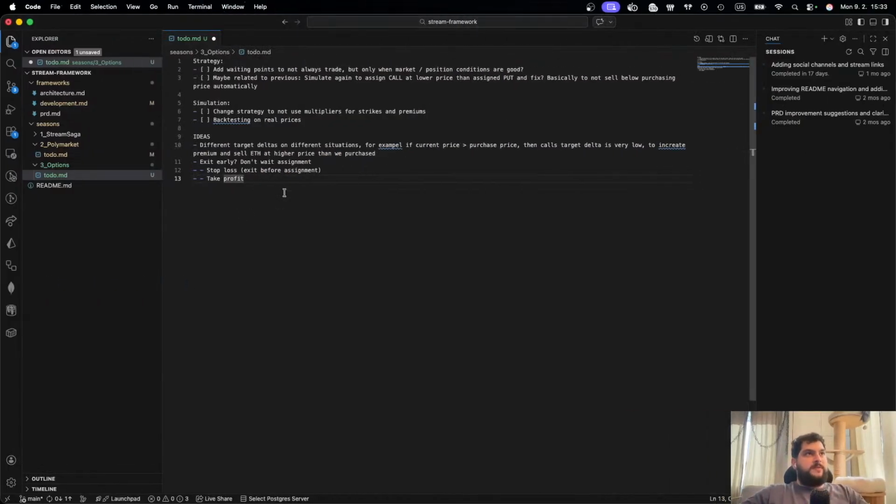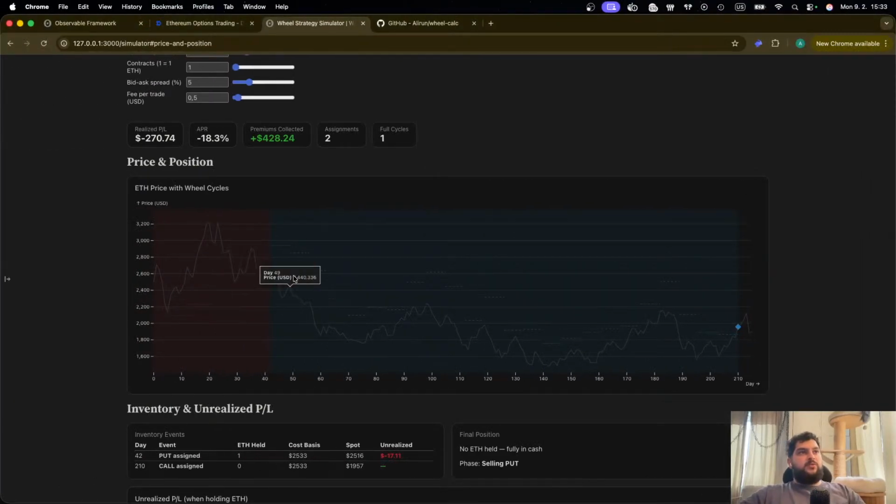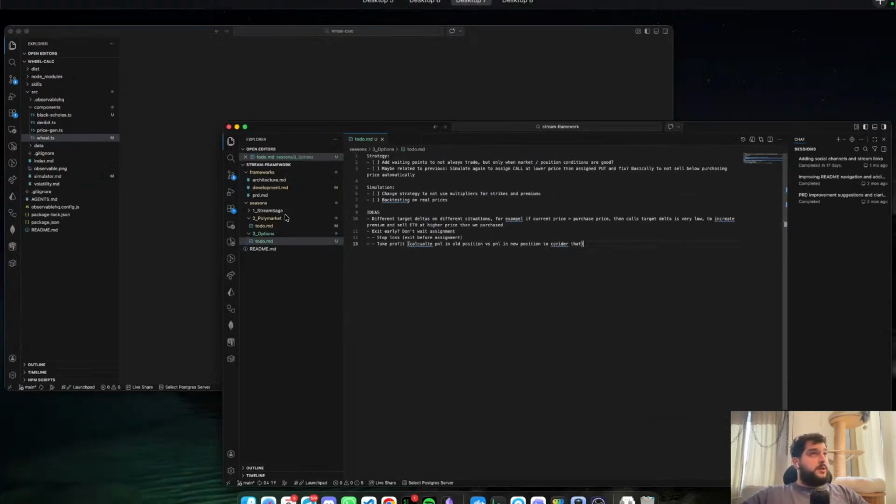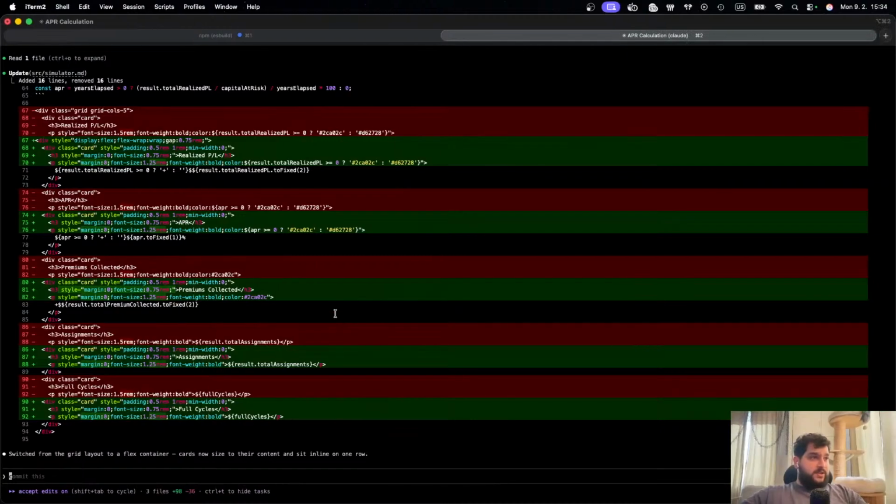What we can do here is calculate the PNL in the old position versus the PNL in the new position to consider that. So we can calculate how much money we are potentially earning if we re-enter the market under different conditions. Yeah, that's cool. I have an idea here for the cloud.